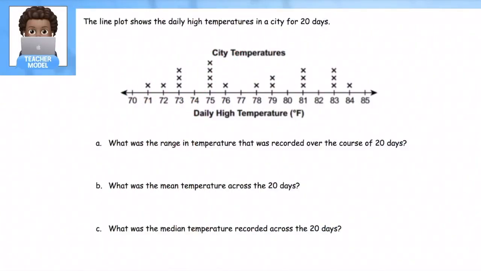Let's look at our first problem, and remember, if you're having any trouble with these different types of data, watch our other videos. We have videos on range, on mean, on median that would really help you out, and they're very quick and to the point. All right, let's jump to the first one.